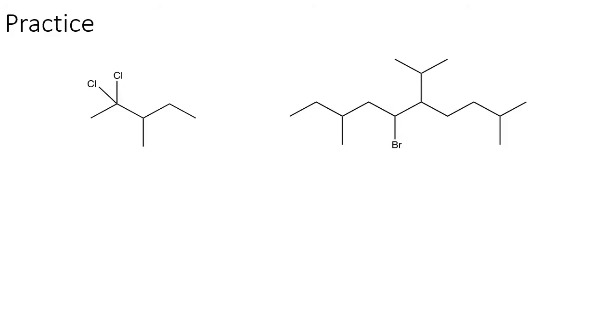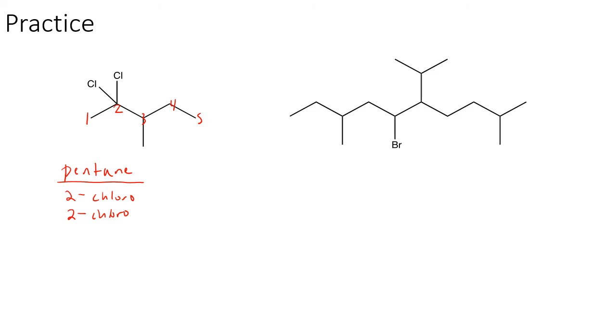Okay, so a couple more practice problems here. Starting with the molecule on the left, I'm going to number my longest chain. I'm going to start numbering from the left, 1, 2, 3, 4, 5, because that puts my two chloro groups at position number 2, giving that substituent the lowest number possible. So I have 5 carbons in my longest chain. That is pentane. And then I have a 2-chloro. That's one of my groups. I have another 2-chloro.